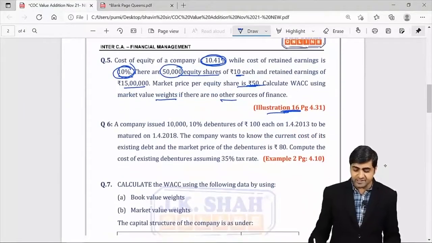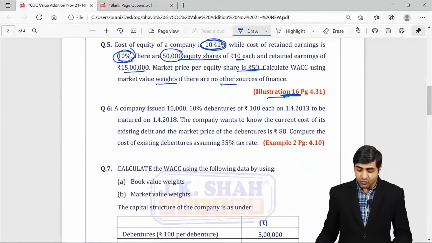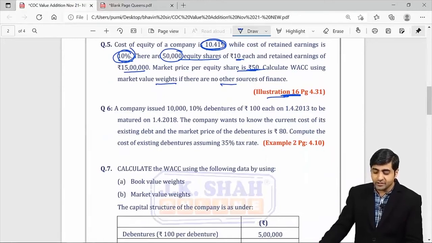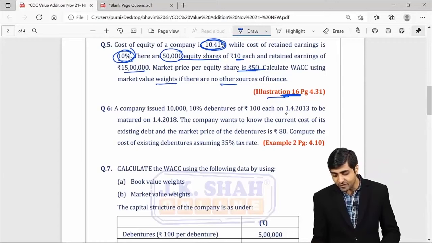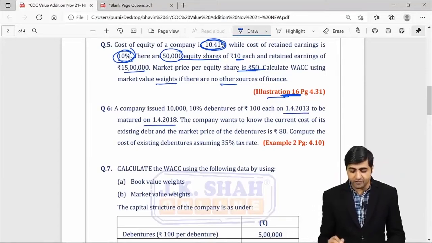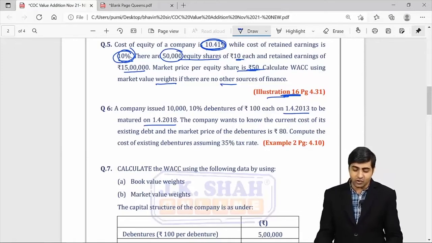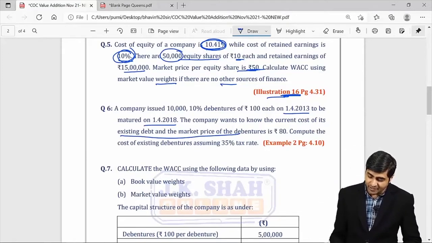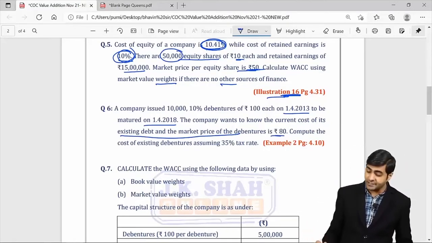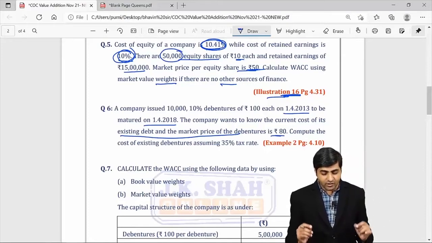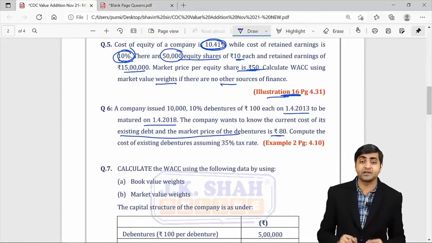Okay students, now let us start with the next question. What is given to your company issued 10,000 10% debenture of rupees 100 each on 1st of April 2013 to be matured on 1st of April 2018, and the company wants to know the current cost of its existing debt and the market price of the debenture is given to you as rupees 80. Compute the cost of existing debentures assuming 35% tax rate.